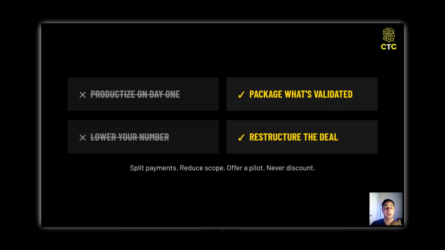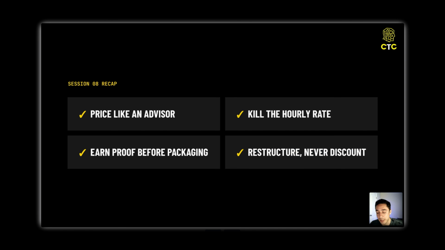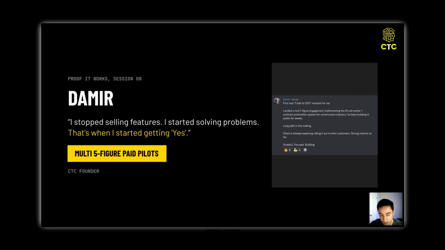But until then, whenever it comes to actually selling and charging, always remember, you never want to lower your price unless there's a very good reason for it. You want to instead split payments, offer a payment plan, potentially reduce scope. Never discount the price: reduce scope, offer a pilot, but don't ever discount, because that means you are not charging by value. So a little bit of a recap: price it like an advisor, kill that hourly rate, forget charging by the hour, earn proof before packaging anything and committing to something, and then restructure the deal, never discount it.